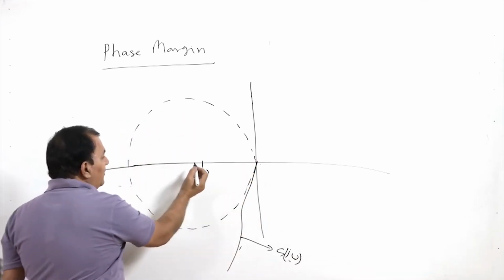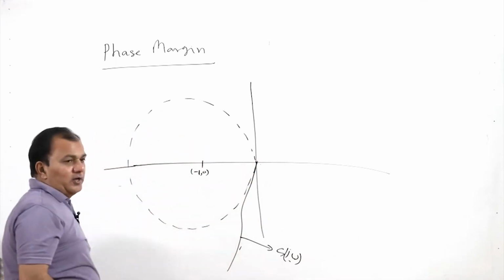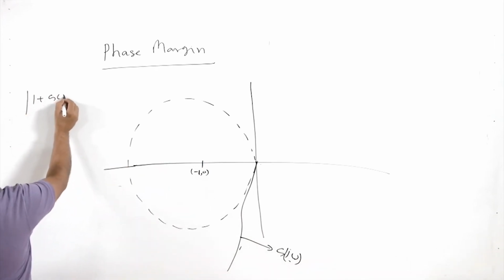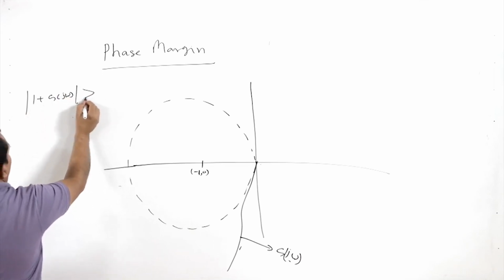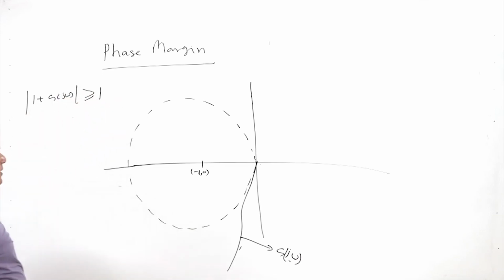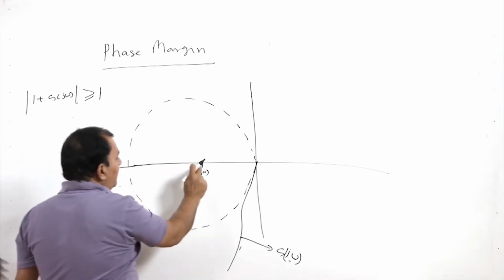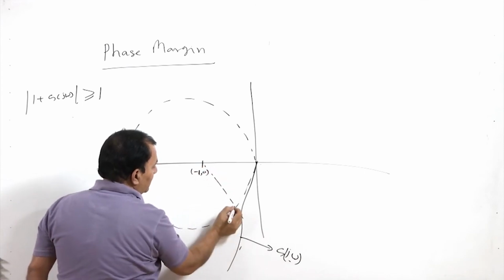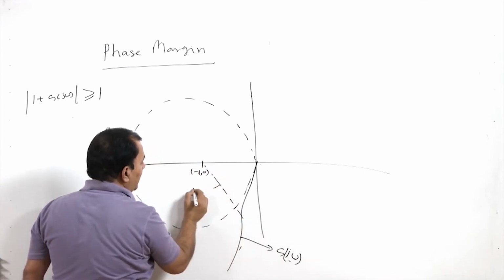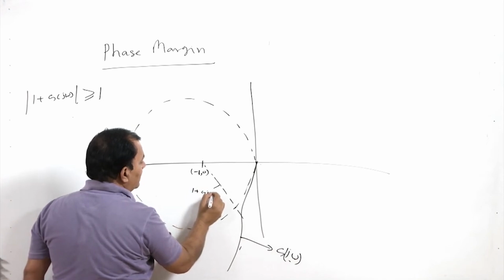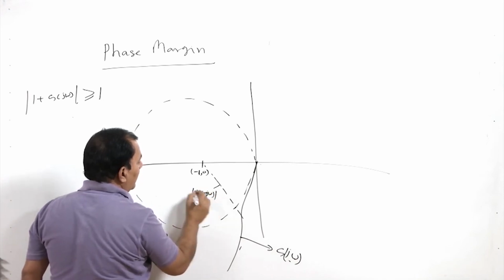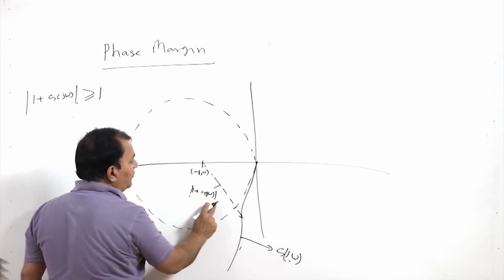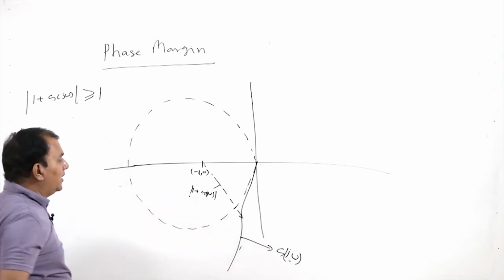So, this unit circle we have considered at the center at the minus 1, 0 point, because my condition is mod of 1 plus Gj omega is greater than or equal to unity. So, 1 plus Gj omega I am finding. So, this is representing at any instant my 1 plus Gj omega. So, this magnitude from this to this is 1 plus Gj omega and this is greater than unity.